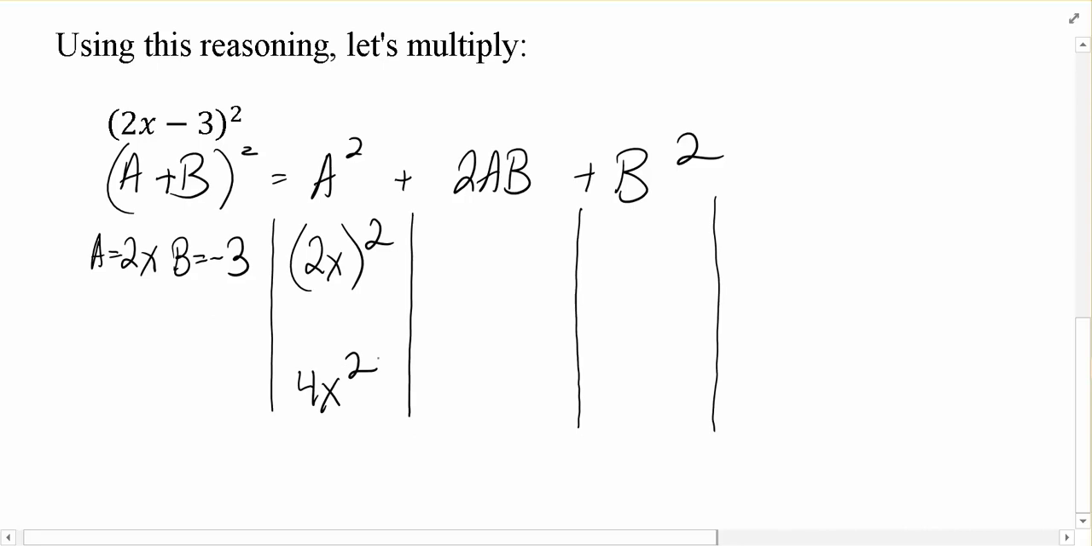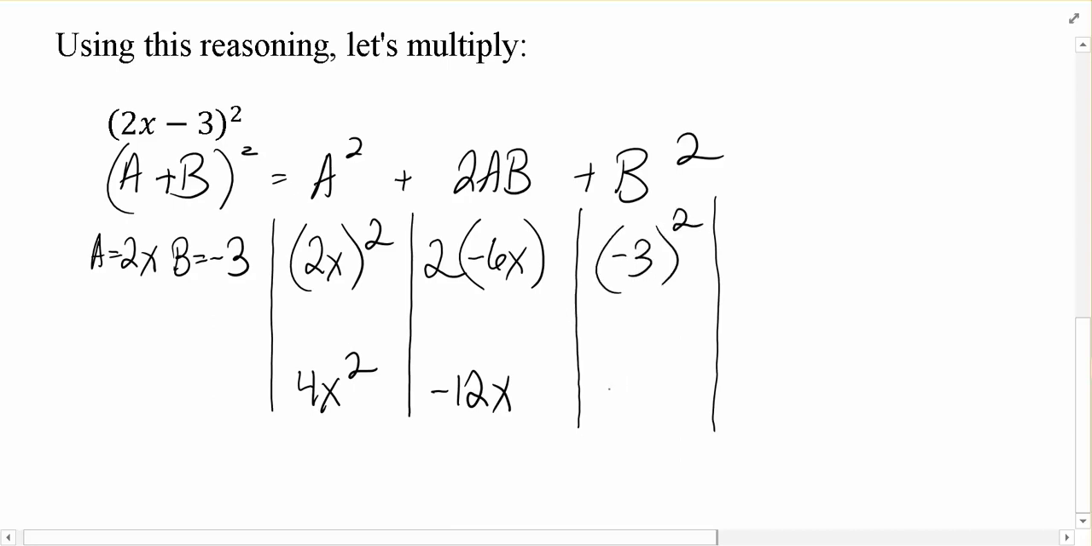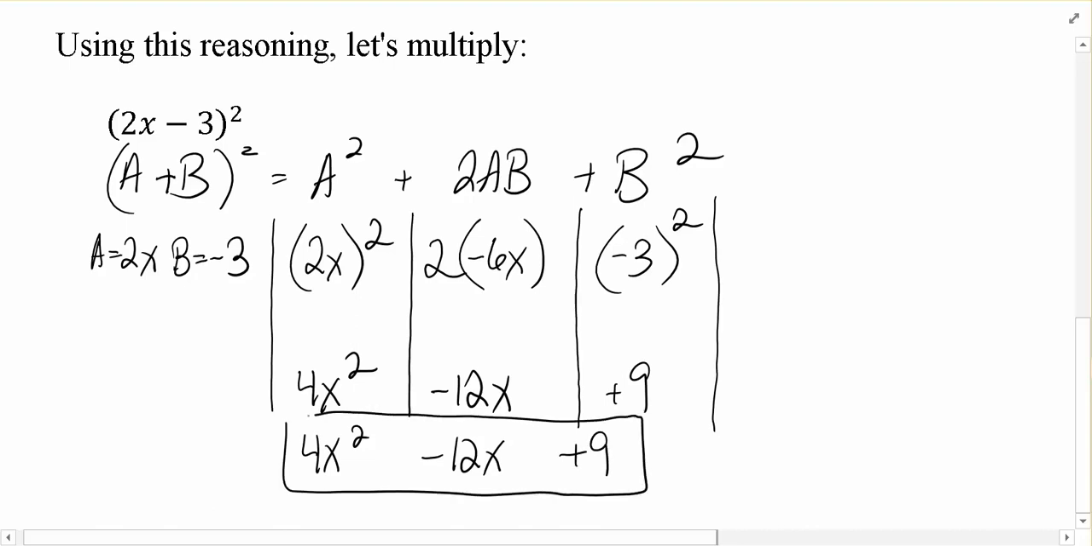For our middle area, if we take our two terms and multiply them together, so 2x times -3 is -6x. And then we're going to double that. So if we double that, we get -12x. And for our b squared, we take -3 and we square it, and that's going to get us 9. So overall, we're getting 4x squared minus 12x plus 9, and that's how we multiply this out.